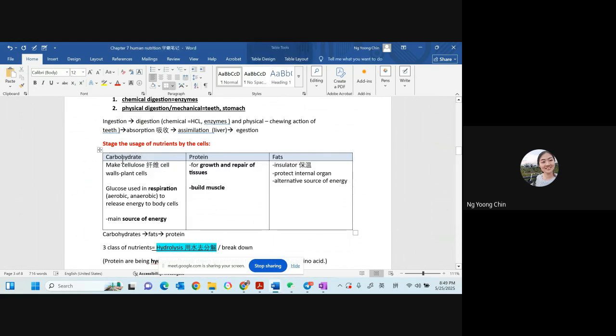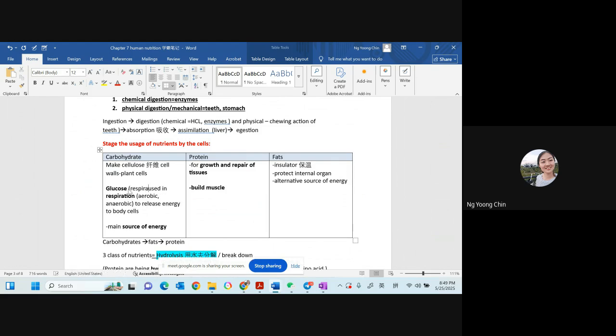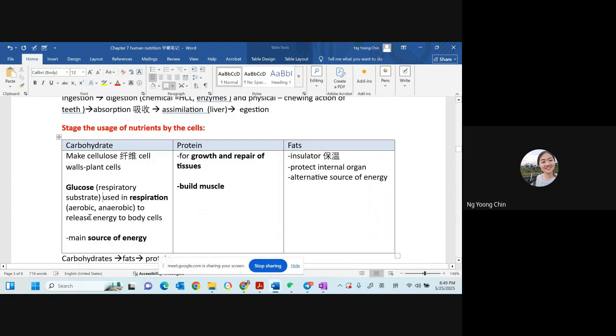So we need to take carbohydrates because we need to get the glucose. From the carbohydrate source, we're able to get glucose, right? Which is from the starch, it becomes maltose and then becomes glucose. So glucose is called a respiratory substrate. Respiratory substrate, this one. So they are used in respiration, no matter whether it's aerobic or anaerobic. So the function is they release energy to the body cell. So these are the functions.